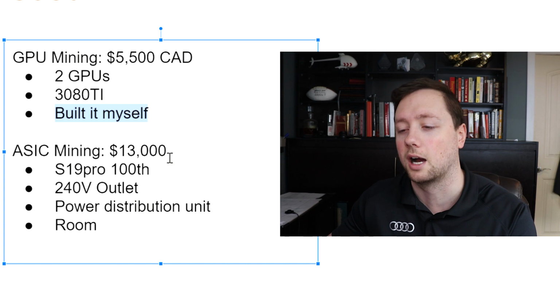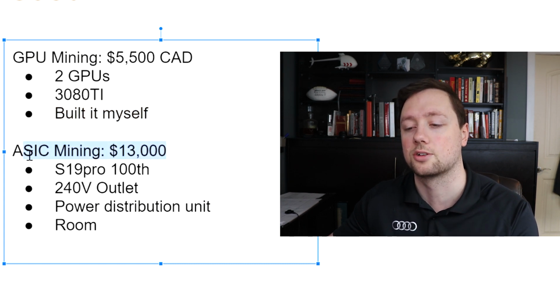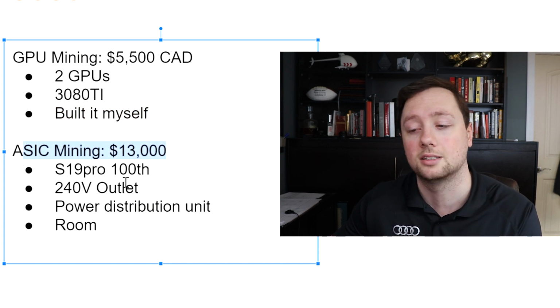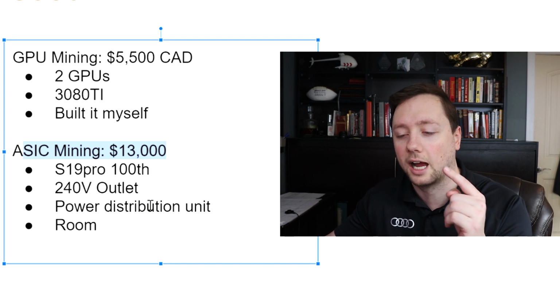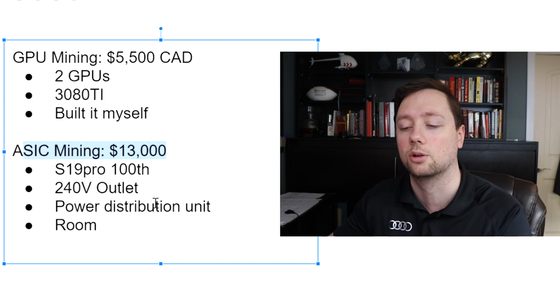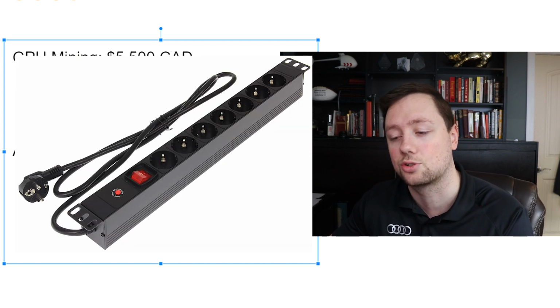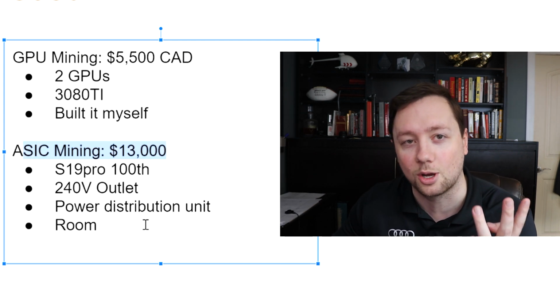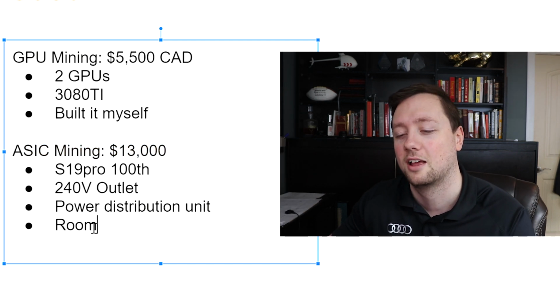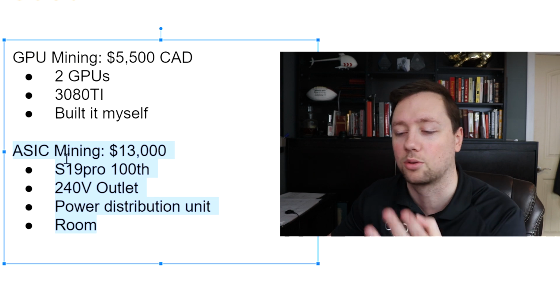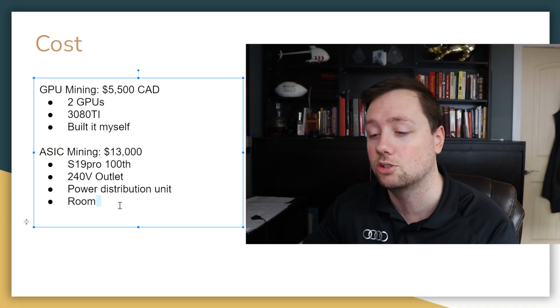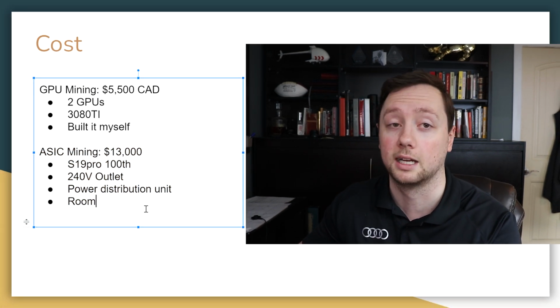Now my ASIC miner was roughly $13,000 Canadian. I bought the S19 Pro 100 terahash. I had to install a 240 volt outlet. Also had to buy a power distribution unit, and it has its own room to mine in. And so there's a lot more things that I had to think about with regards to the ASIC miner, but in total, this is what I have spent on mining so far.